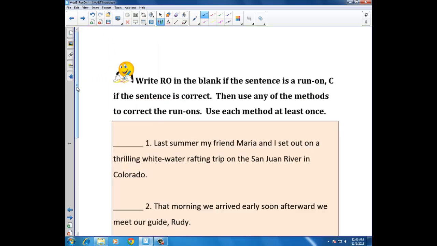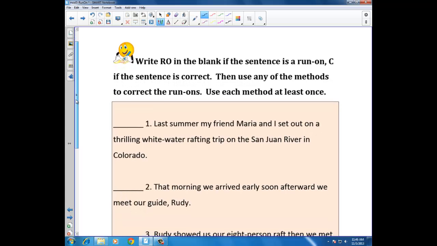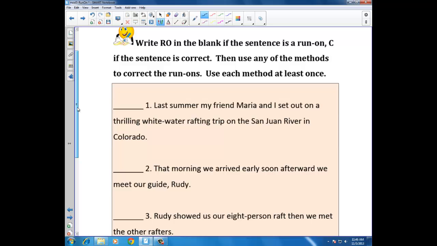All right, let's practice. Let's write an RO in the blank if the sentence is a run-on, and let's use a C if the sentence is correct. Then we're going to use any of the methods to correct the run-ons and use each method at least once. Last summer, my friend Maria and I set out on a thrilling whitewater rafting trip on the San Juan River in Colorado. We only have one independent clause, set being the verb, Maria and I being the subject. As you can see, if you remember, all of these are prepositional phrases. If you can mark them out, all you're going to see is last summer my friend Maria and I set out. That sentence is correct.